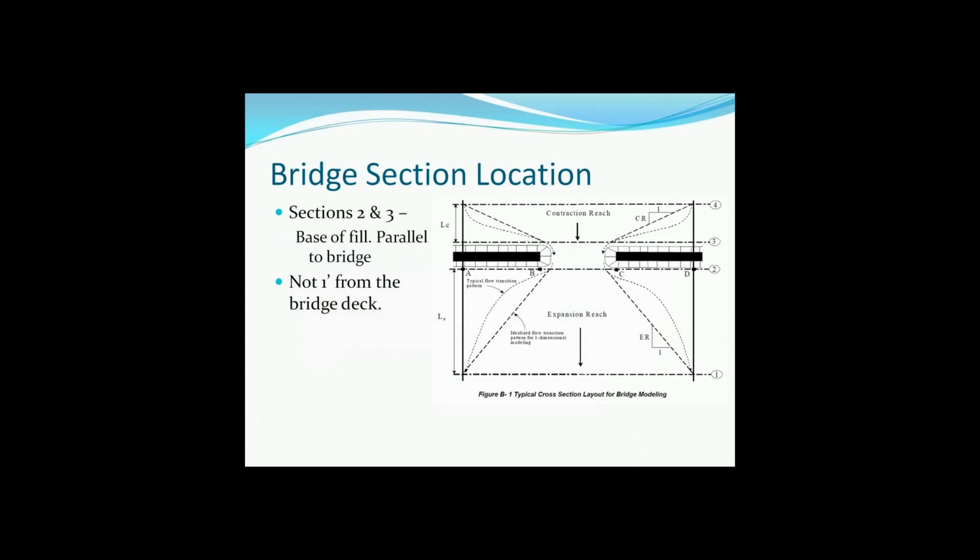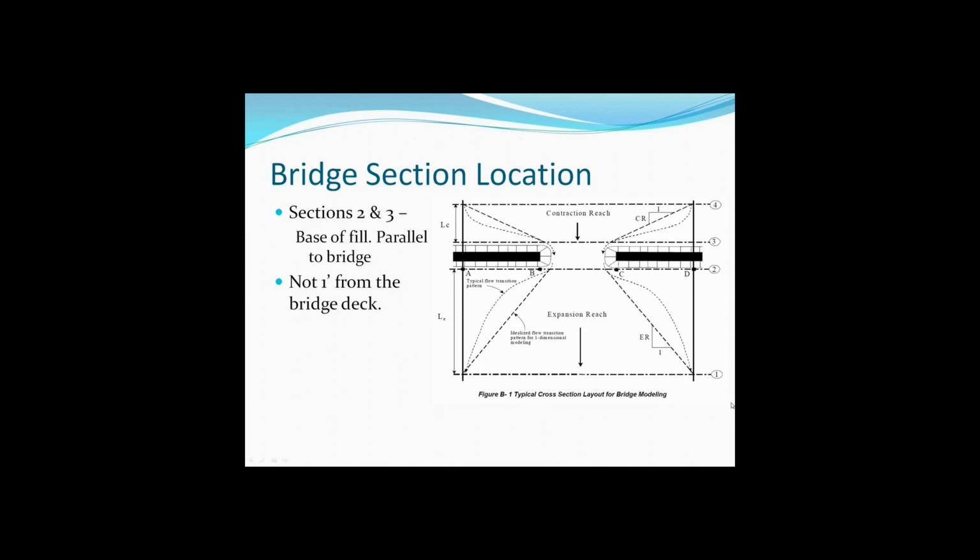And in the documentation, these sections are labeled 1, 2, 3, and 4. And there are actually 2 internal sections in between 2 and 3 that need to be looked at too. But for today, we're just going to look at sections 1, 2, 3, and 4. So sections 2 and 3 are adjacent to the bridge, and they're at the base of the fill, and they're parallel to the bridge. So those aren't that difficult. We can figure out where those go pretty easy.